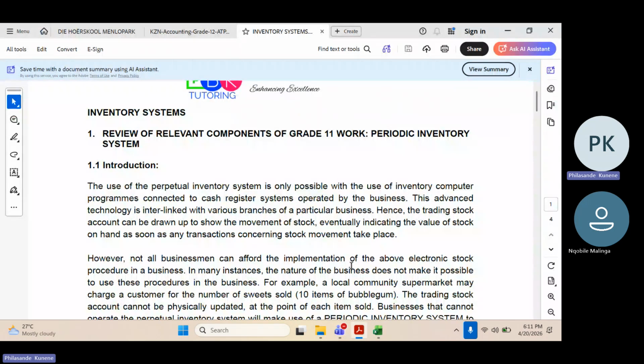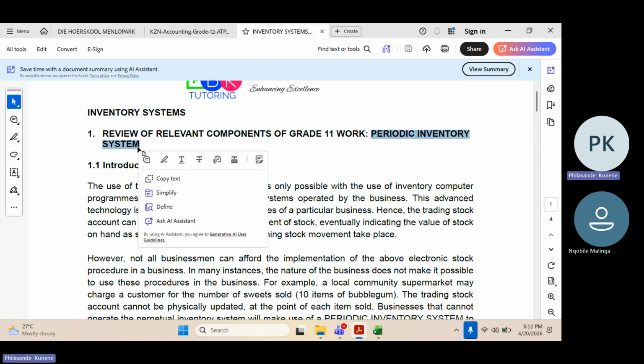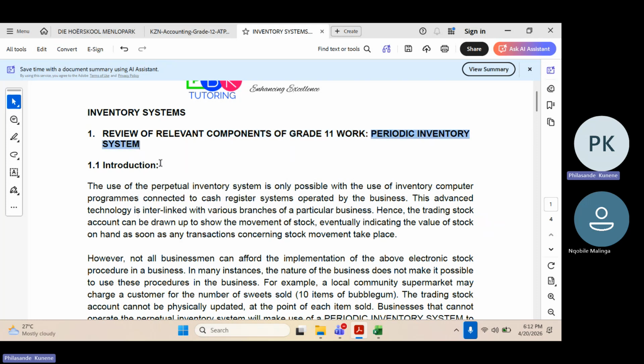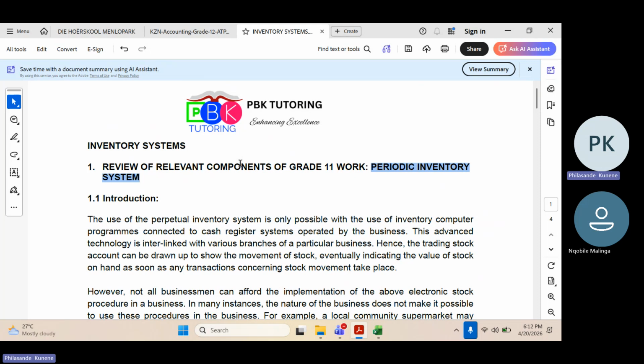I hope you can see the screen. In grade 11, you did inventory systems. We're just going to relook at it again, especially the periodic inventory system. That is something you looked at in grade 11, but we're not going to overlook it because most likely they're going to test it in grade 12 as well. So it is something that you need to know.